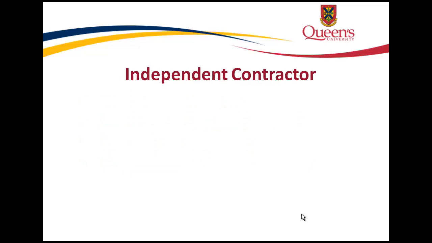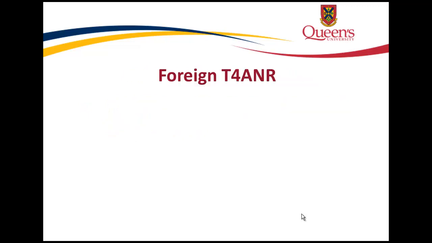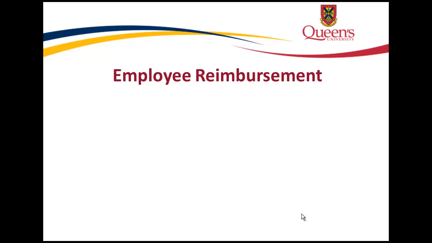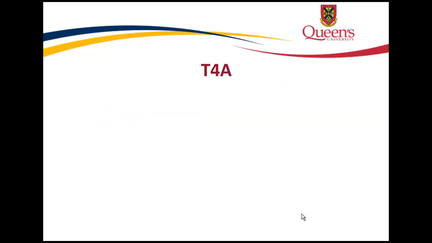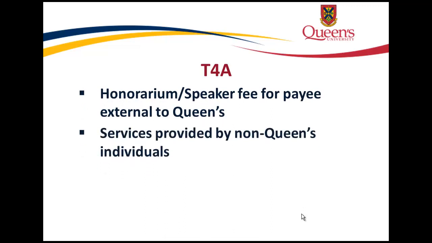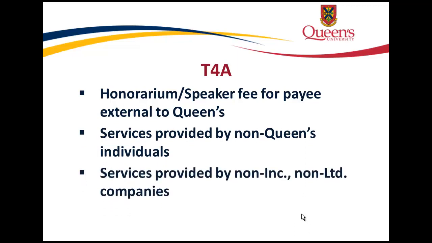A T4A independent contractor, for services provided by a self-employed contract worker. A foreign T4A NR, which is payment for services in Canada provided by a non-resident payee. An employee reimbursement, for approved out-of-pocket non-travel expenses. And lastly, T4A payments, for paying an honorarium or speaker fee to a payee that is external to Queen's. Services provided by non-Queen's individuals, and services provided by non-limited or non-incorporated companies.